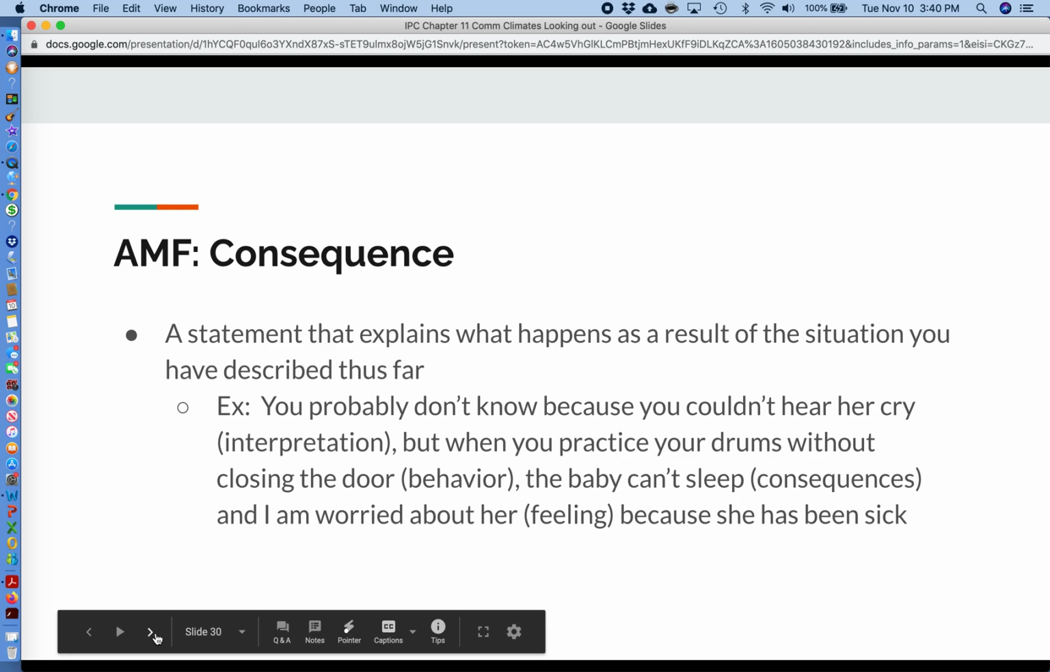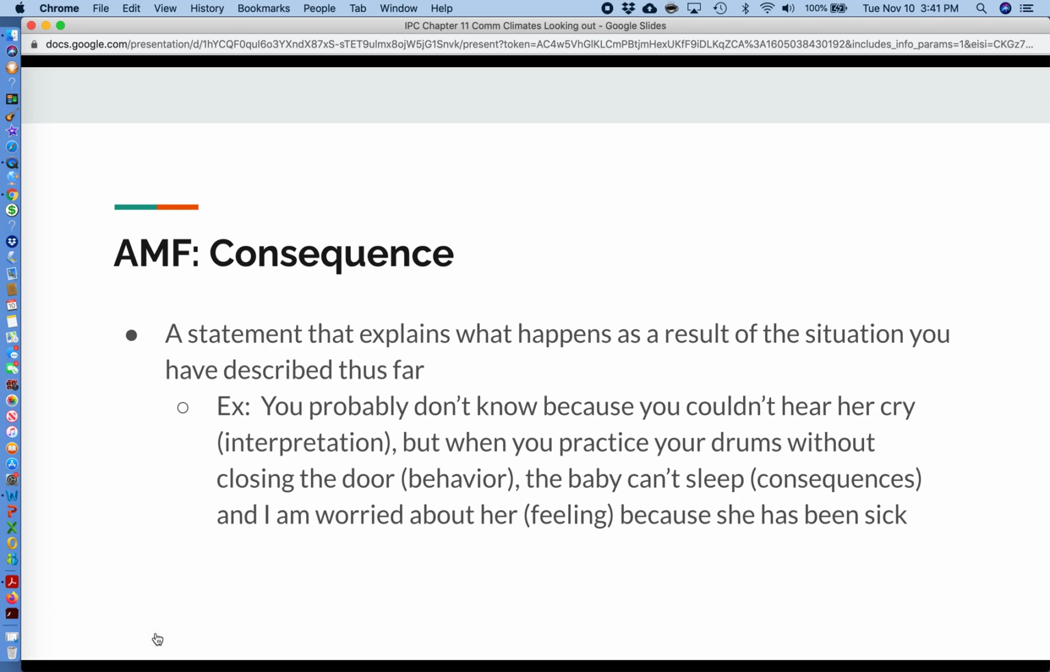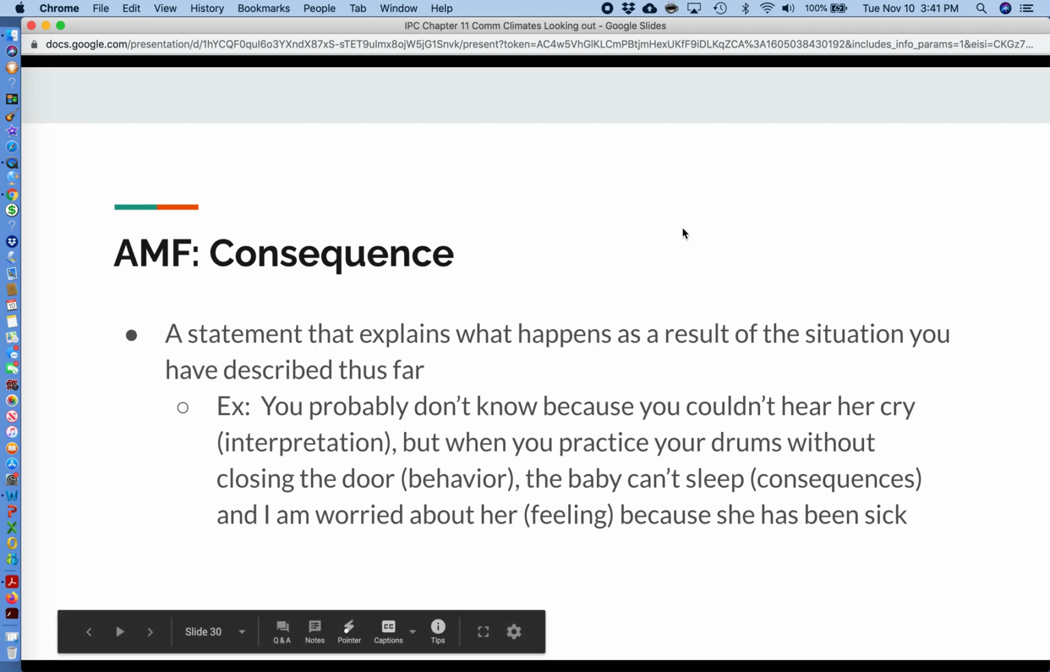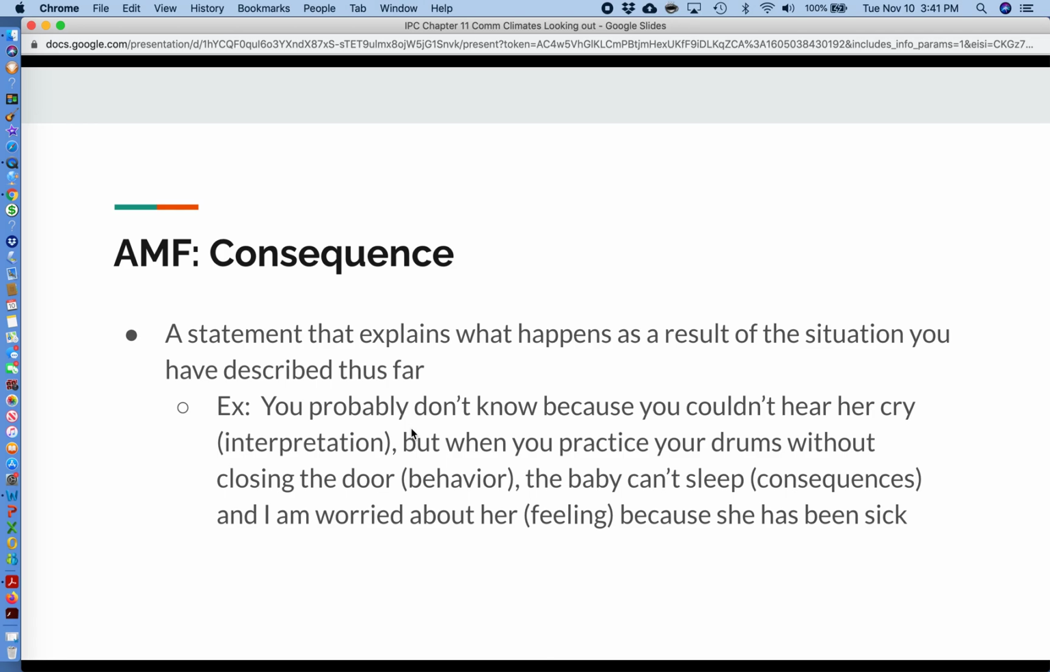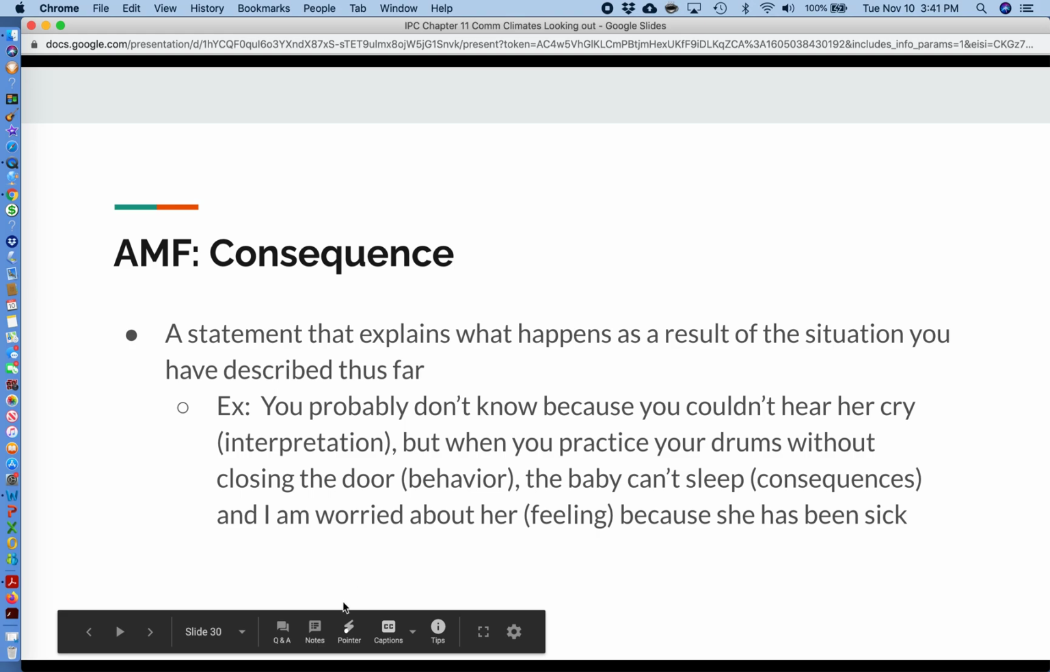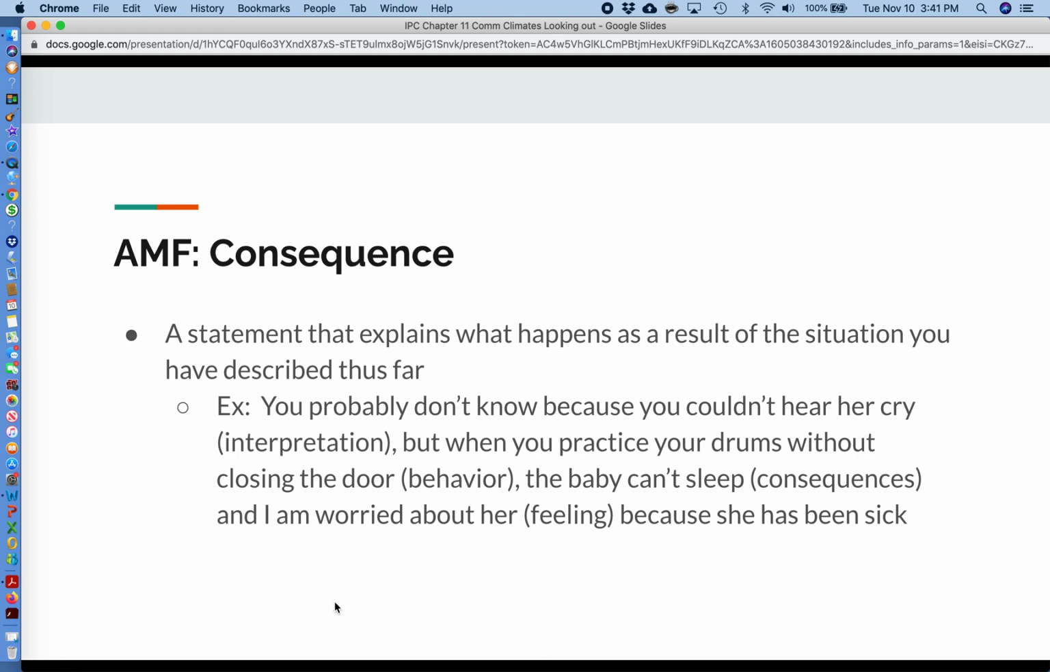Then you add a consequence. In the consequence statement, you explain what happens as a result of the situation you've described. Again, we are linking these things together, and you'll notice that they don't have to be in a certain order, but this one combines all the steps. You probably don't know this because you couldn't hear her cry, that's the interpretation. But when you practice your drums without closing the door, a behavior statement, the baby can't sleep, the consequence. And I'm worried about her because she's been sick, there's the feeling statement. You see how all these things combine together into one statement. Each one's a part of a statement.